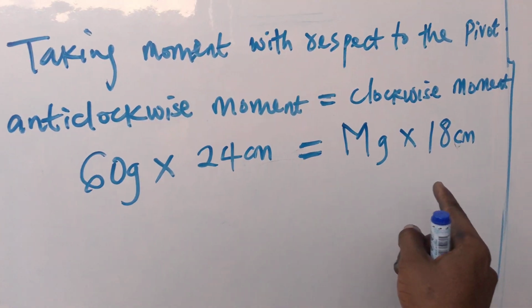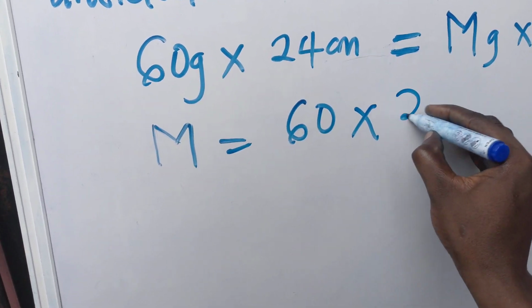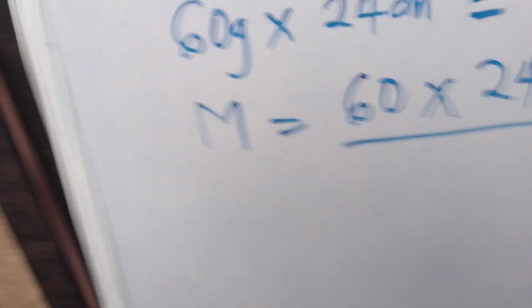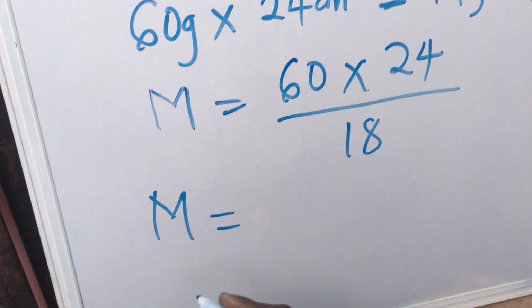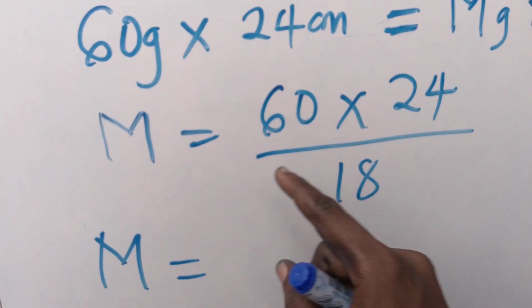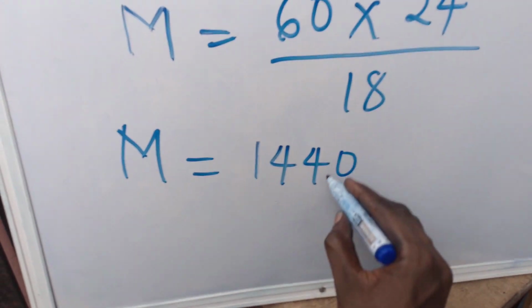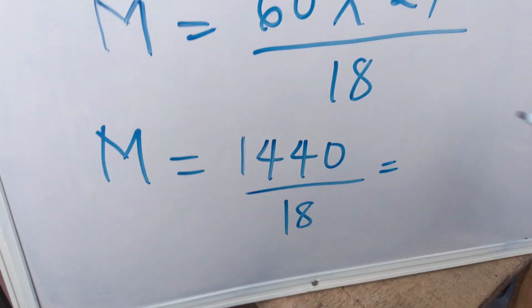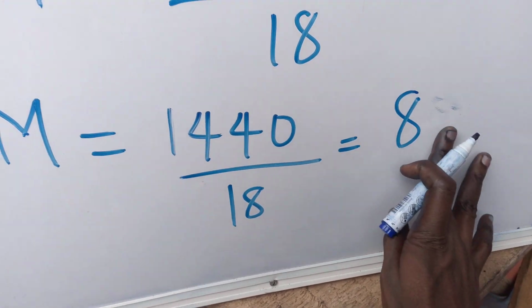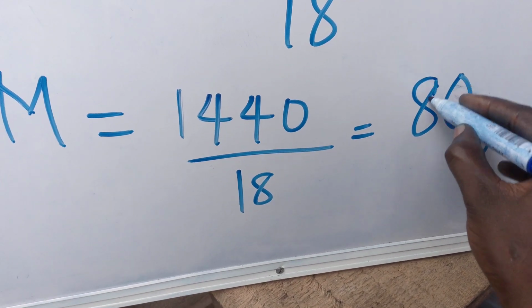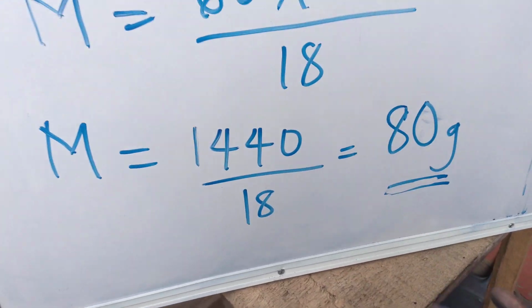If I divide by the coefficient of m, here is 18, so I'll have that m is equal to 60 times 24 divided by 18. Now if I multiply 60 times 24, I'll have 1440 divided by 18, and this will give me 80 gram. So this is the mass of the meter rule. The mass of the meter rule is 80 gram.